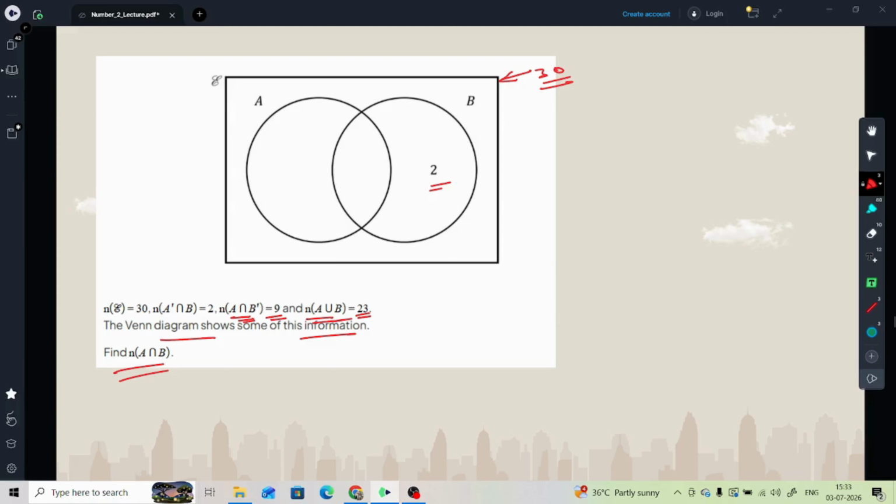So I think let's proceed. Okay, so let's start doing the question up. I will be marking all the things. The first one is already marked up, 30.